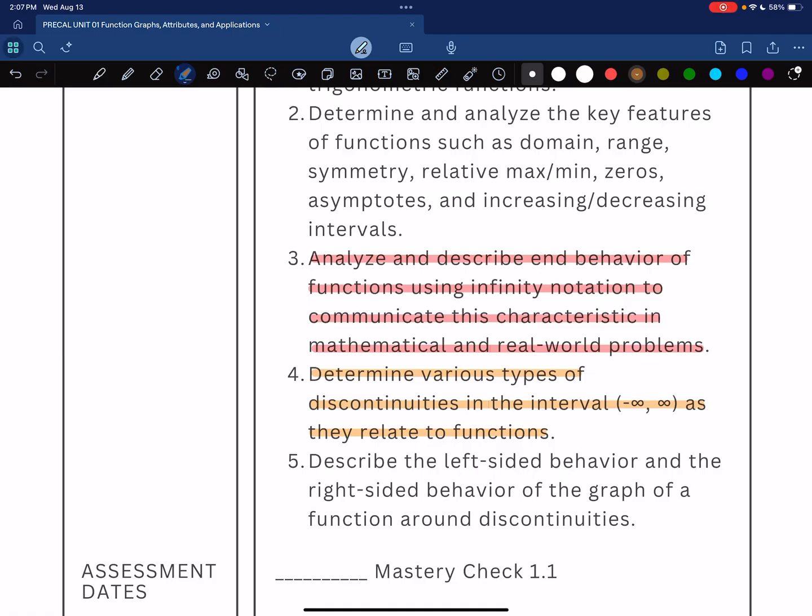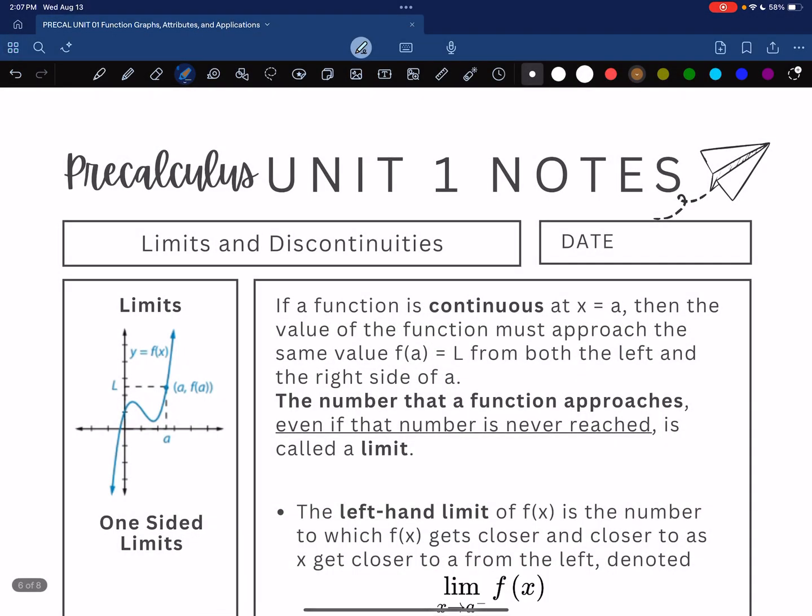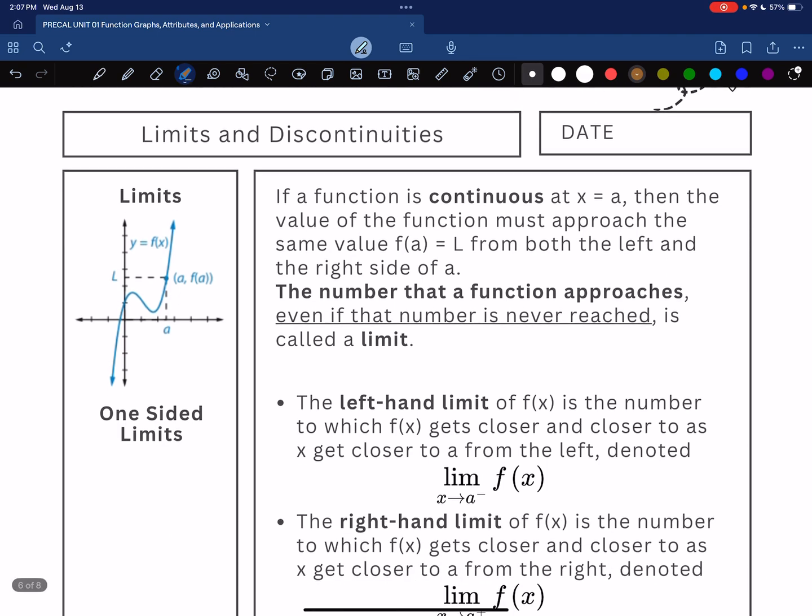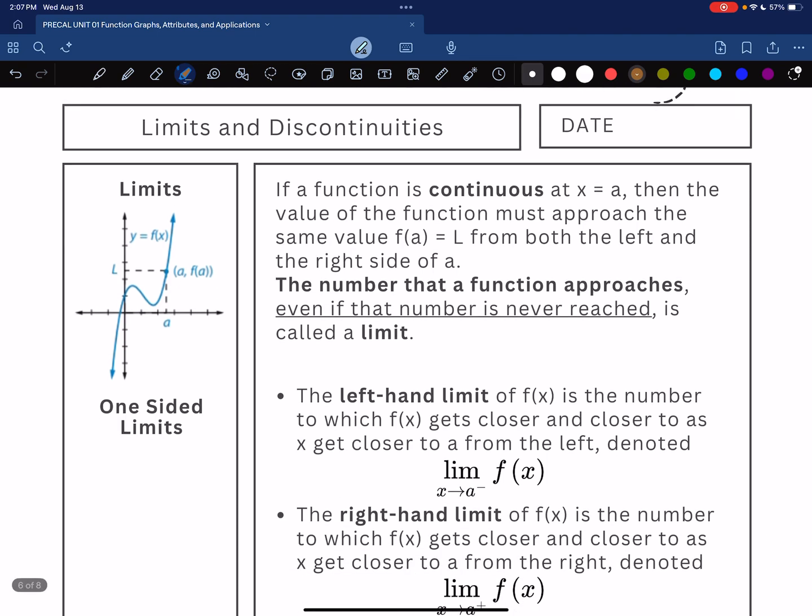So if you'll go to page 6 in your notes, that's where we're going to be looking at those limits and discontinuities. What exactly is a limit here? We're going to dive into that in just a moment. Before we talk about limits, though, we need to introduce this idea of what it means to be continuous at a value. So let's read this.